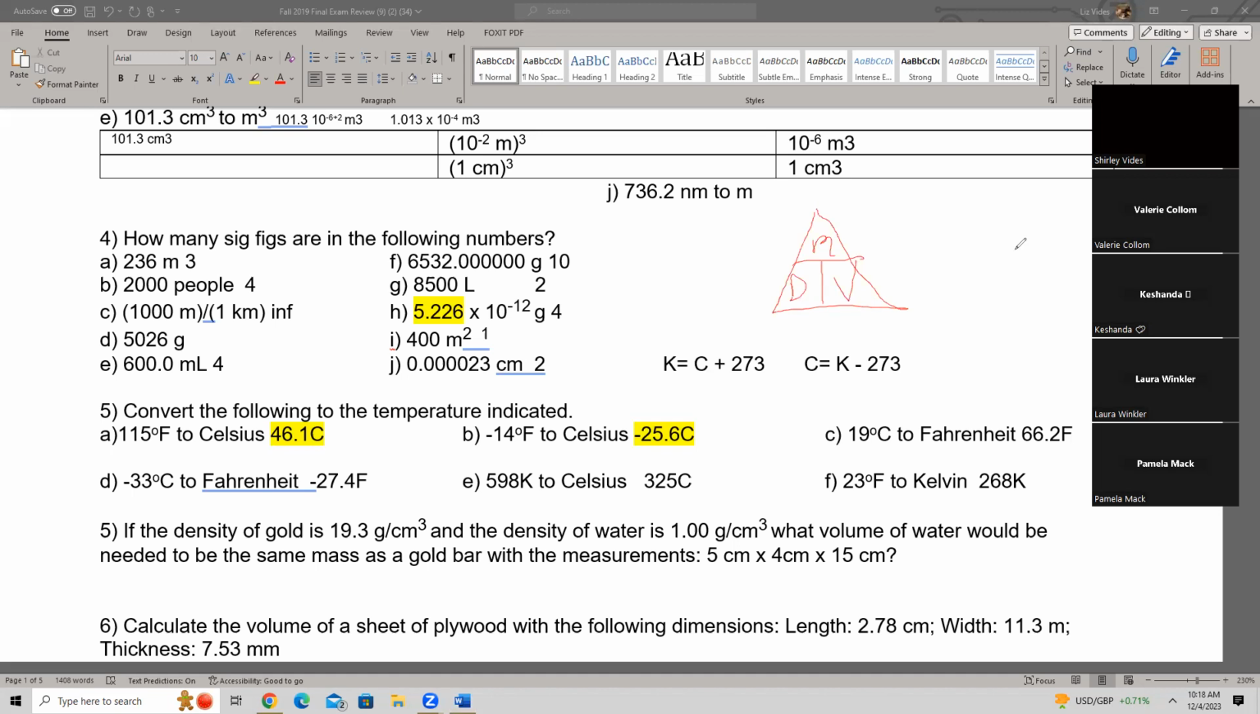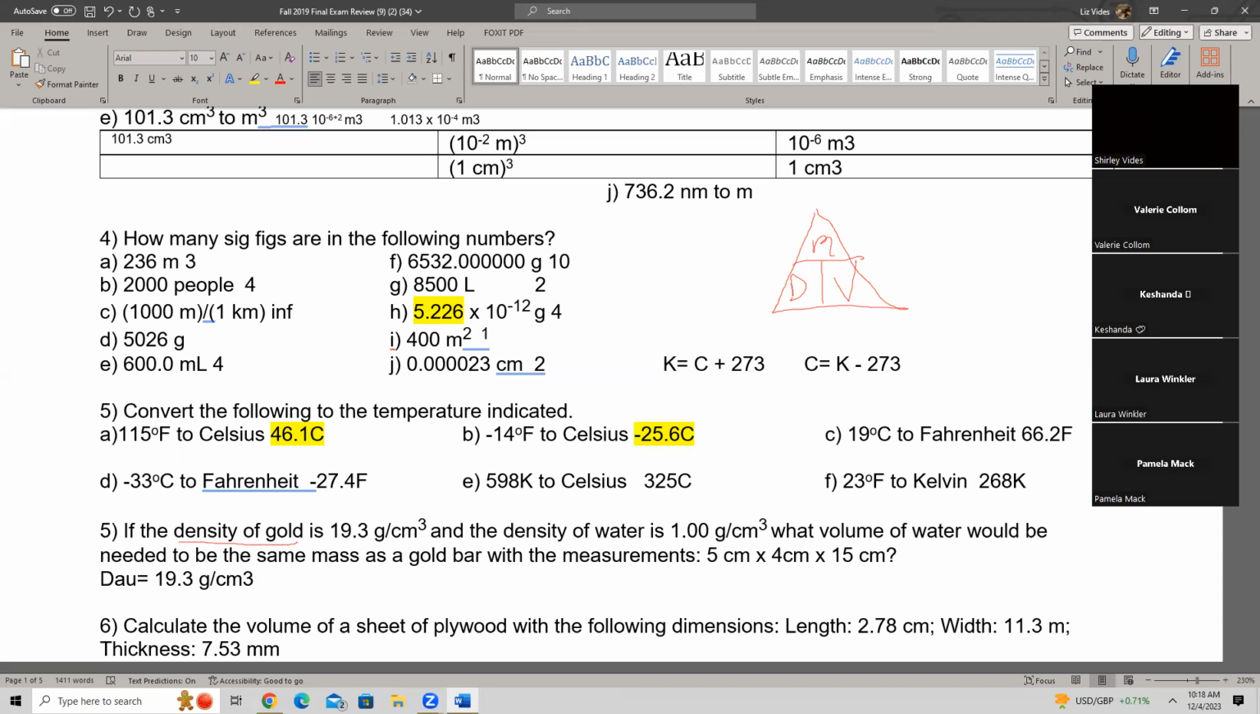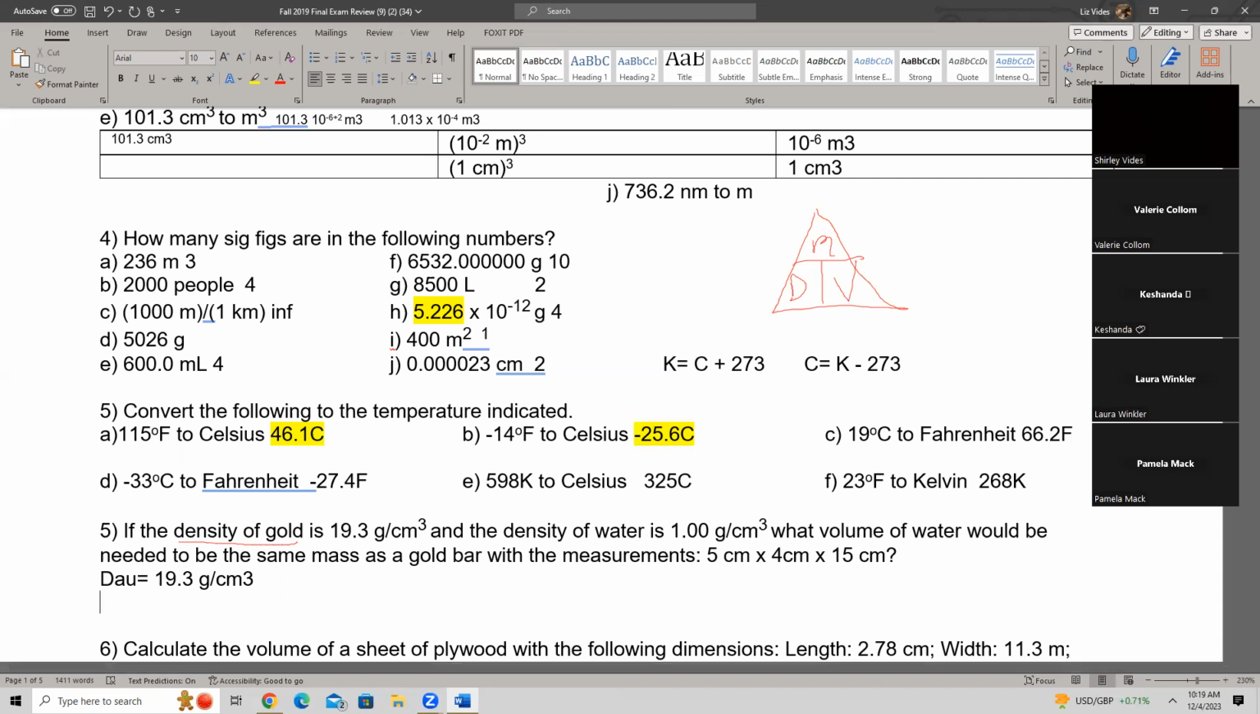Anyway, notice it says the density of gold. So let's just call it D Au, because Au is gold. That way it'll be easier. So D Au equals 19.3, and these are just numbers that we need first, in grams per centimeter cube. And then the next thing we have is density of water.